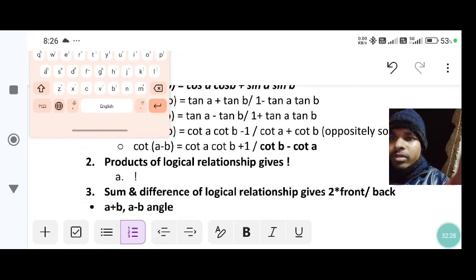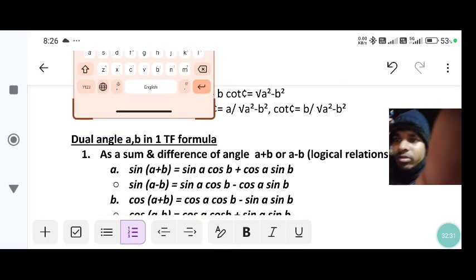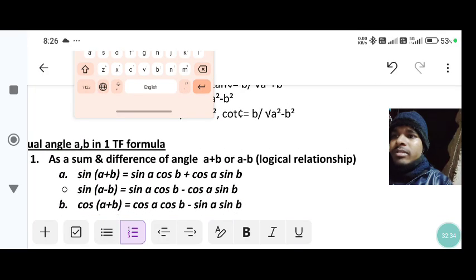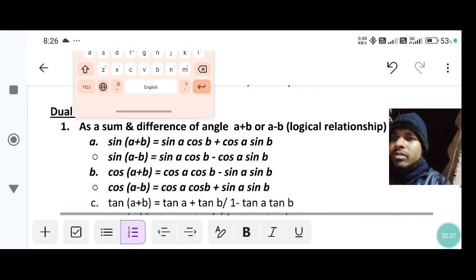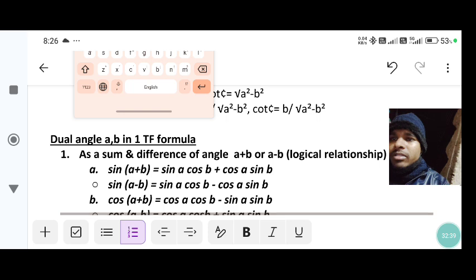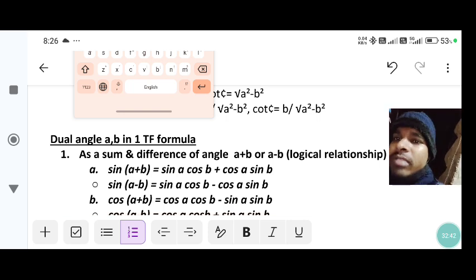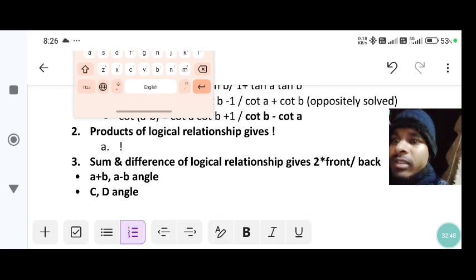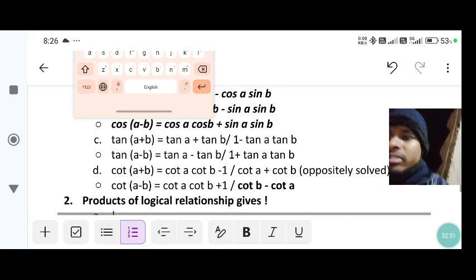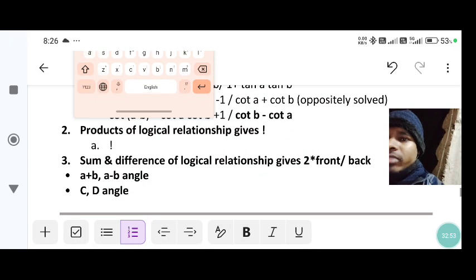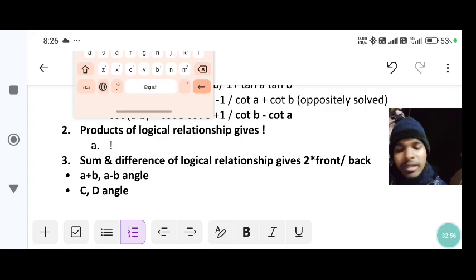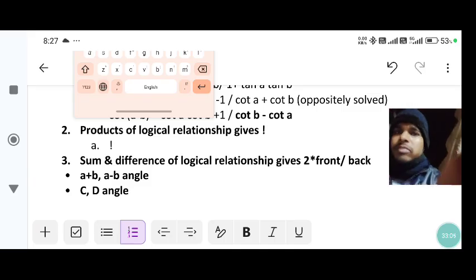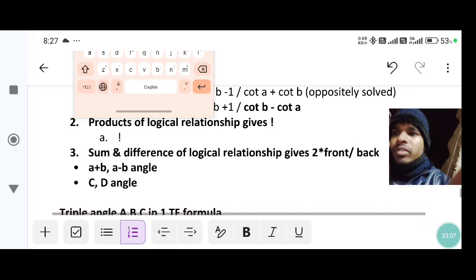Now the product of these things we are calling the logical relationship. All these points, as a sum or difference of two angles A and B, we are calling a logical relationship. So if we are multiplying two logical relationship pairs, then it will give some value, but it is anomalous. So it will be discussed in another video.